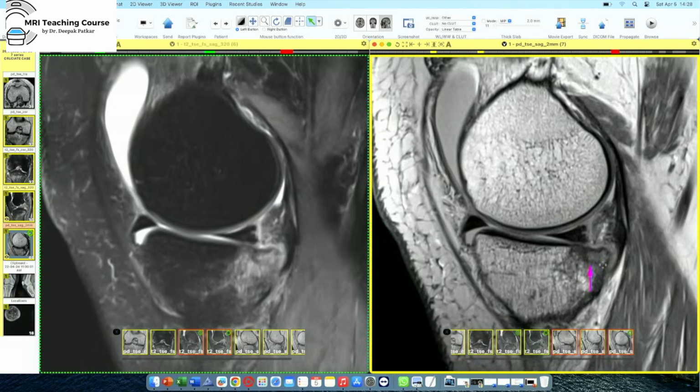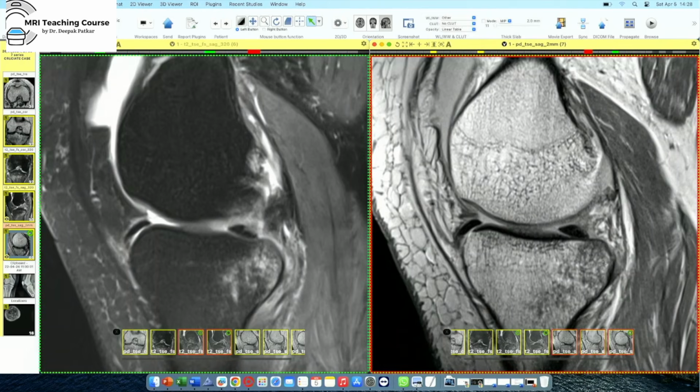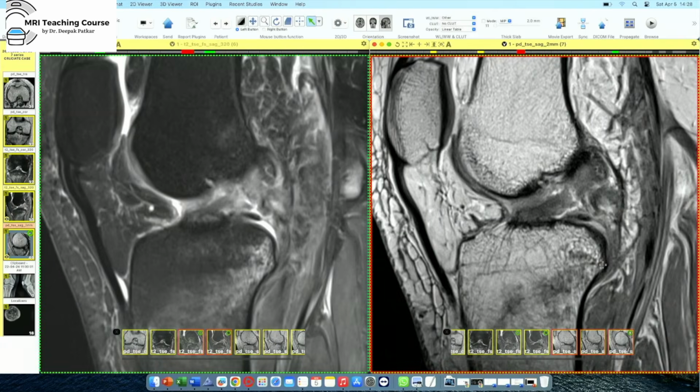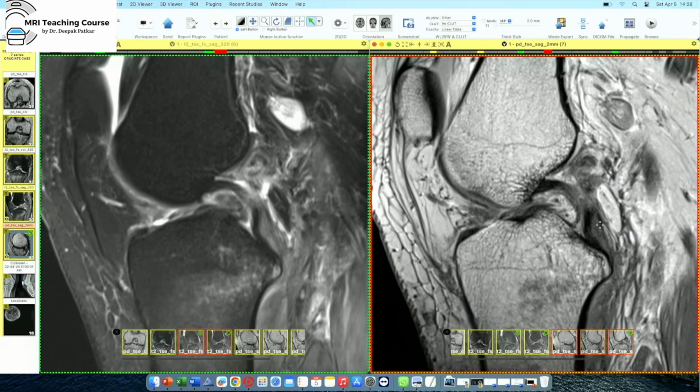So, main pathology, this is a pivot shift injury edema pattern. All of you know that. I'm sure most of you know that. And therefore, obviously, this patient, consistent with the edema pattern, has a full thickness ACL tear. Now, let's look at the other structures.